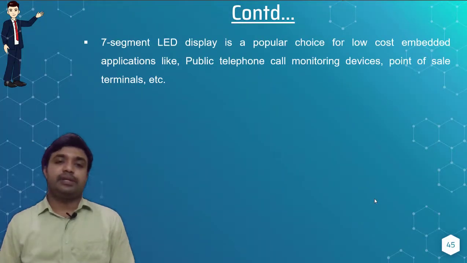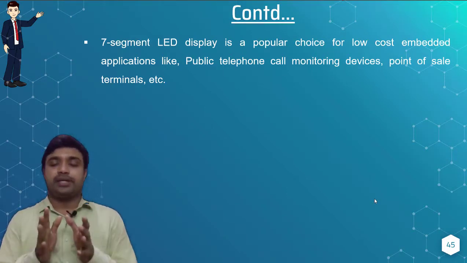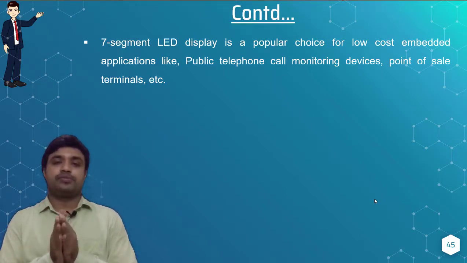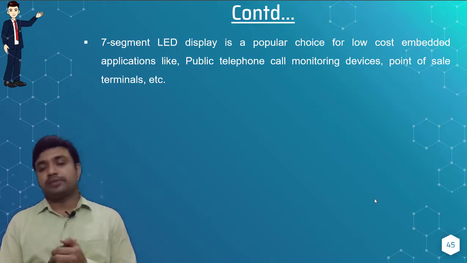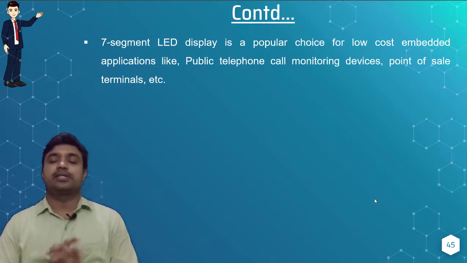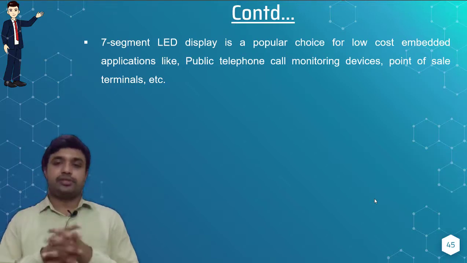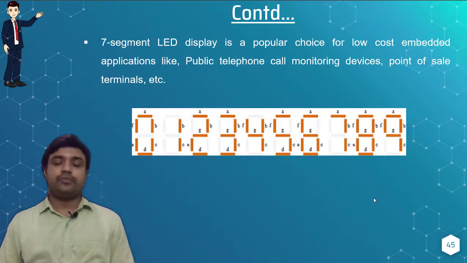Next, the 7-segment LED display is a popular choice for low-cost embedded applications like public telephones, call monitoring devices, point of sale terminals, etc. To represent characters or numerical values, 7-segment LED displays are considered the best option with respect to the cost factor. So these are the combinations. Here you can see numerical representations with different segment combinations.